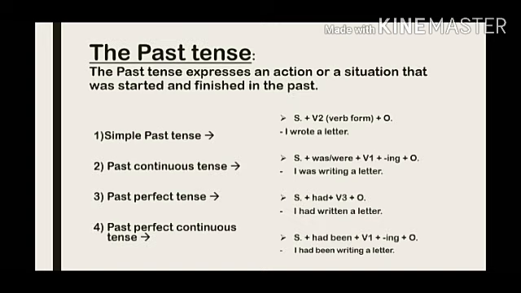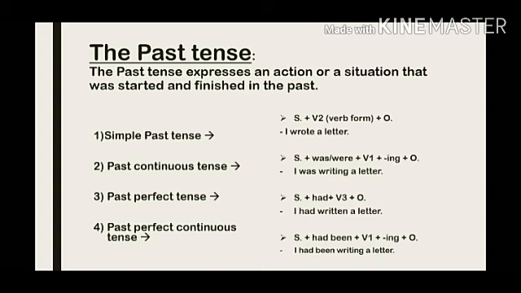The past tense. The past tense expresses an action or a situation that was started and finished in the past. Let us see subdivisions. First is simple past tense. The sentence is I wrote the letter. Wrote is the past tense of write, that is V2 form of the verb. So the sentence is I wrote the letter.